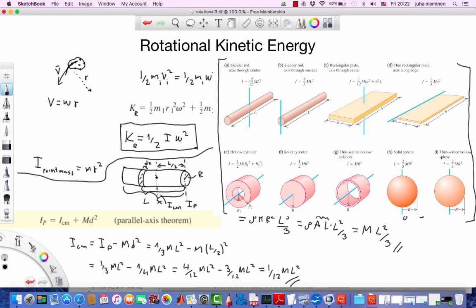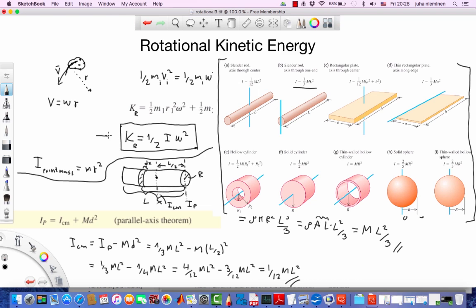I'm making a bit of a mess here, but I wanted to bring this chart up. So here we have moments of inertia for different typical geometries. So we have sphere, hollow sphere, different kinds of cylinders, flat plates, and here we have the slender rod that we just evaluated. And this is where the axis is through one end, as it says here. So that's 1/3 m L squared, what we got here. And then the same thing for when the axis of rotation goes through the center. So 1/12 m L squared.